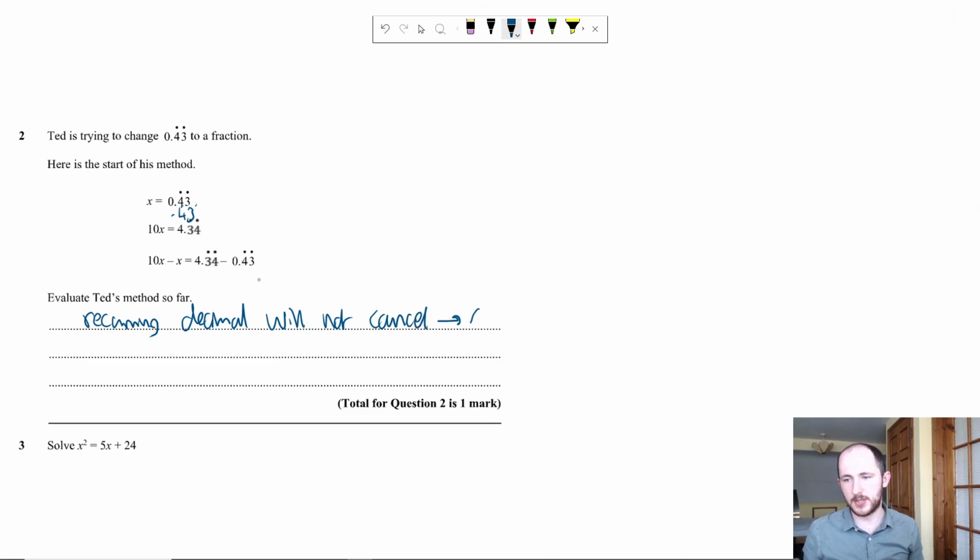So he can't change into a fraction. If you'd like, you can actually say what he's supposed to do. In order to make the decimal recurring, he times it by 100. So if he does 100x, you can see that will become 43 and then .43 again. So then that's what he should actually be having.